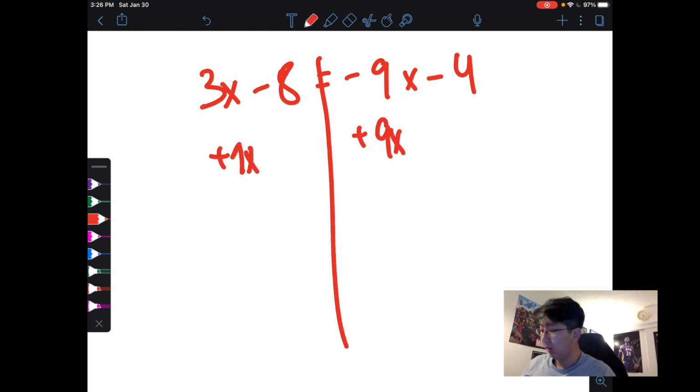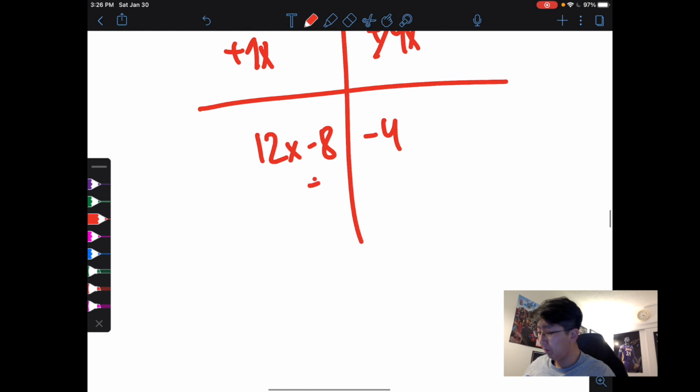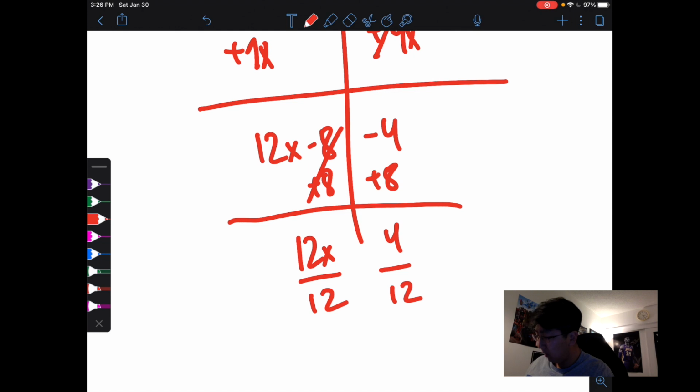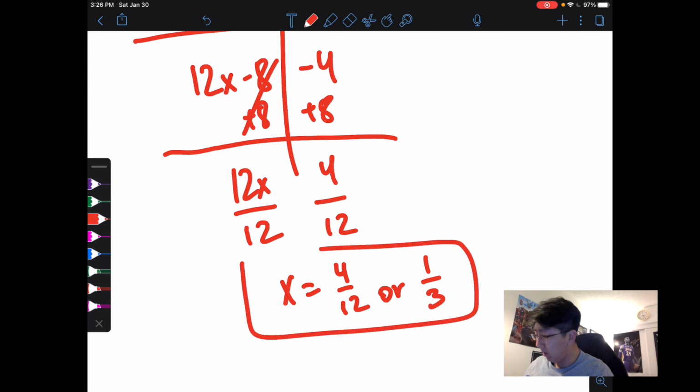Which one's smaller, negative 9x or 3x? I'm going to add 9x. So we get 12x minus 8 equals negative 4. Add 8 to both sides: 12x equals 4. Divide both sides by 12. x equals 4 over 12, which is also 1/3. If you divide 4 by 4 and 12 by 4, you get 1 and 3.